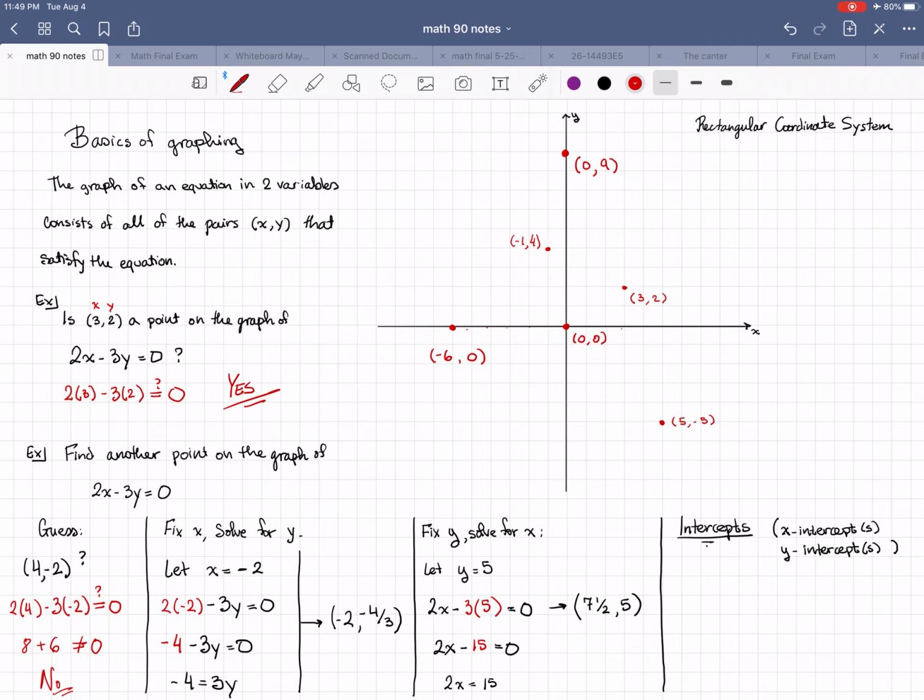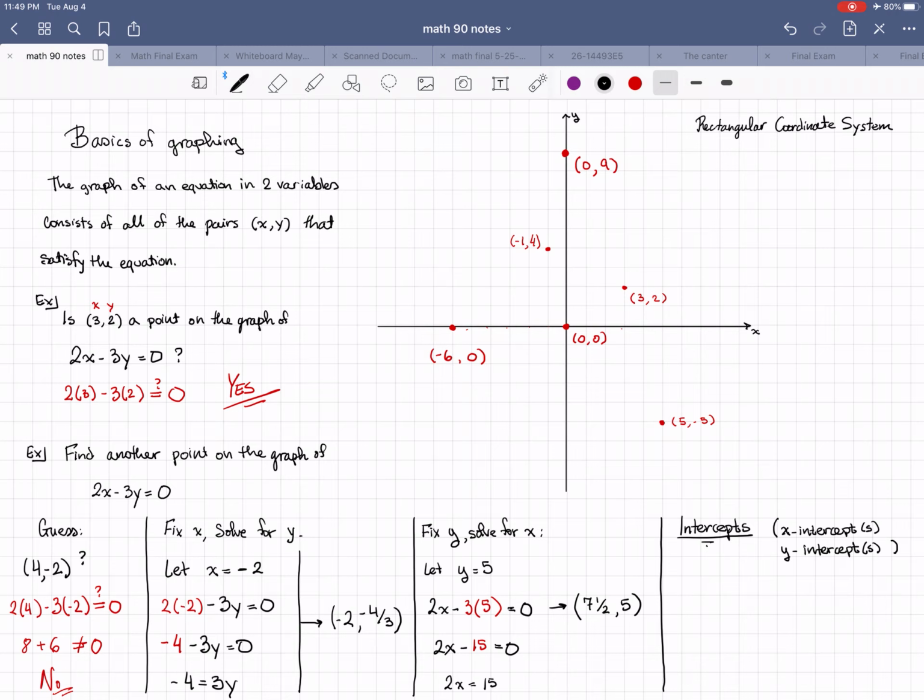The reason they are called the intercepts is that when we're looking at the graph of an equation, the intercepts are where the graph crosses or intercepts the x and y axes. So let's find the intercepts of our equation here, 2x minus 3y is equal to 3. And incidentally, this is how you find the intercepts for any equation.